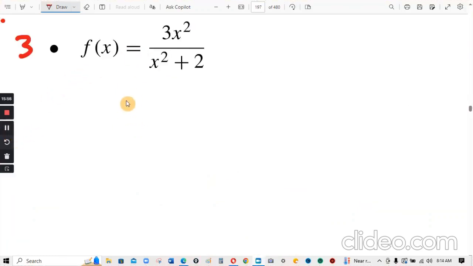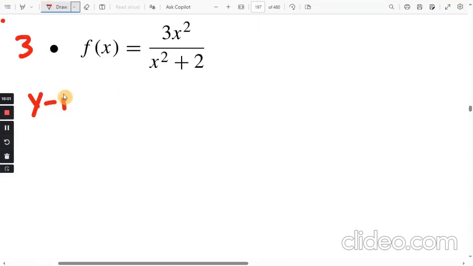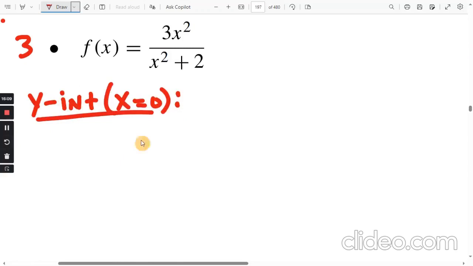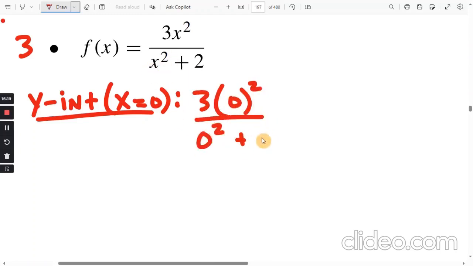All right, example 3. Let's find the y-intercepts first. All right, we said x equal to 0. So that's going to be 3 times 0 squared divided by 0 squared plus 2. Anything times 0 is going to be 0, and 0 squared is 0. We have 0 divided by 2, and that's just 0. That's your y-intercept.